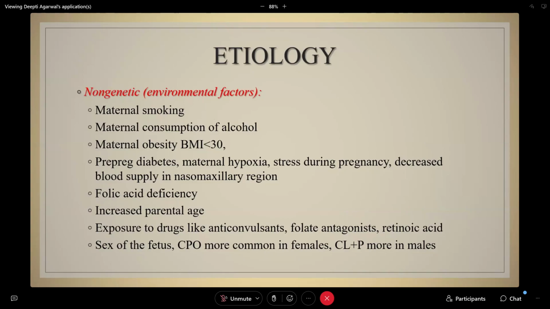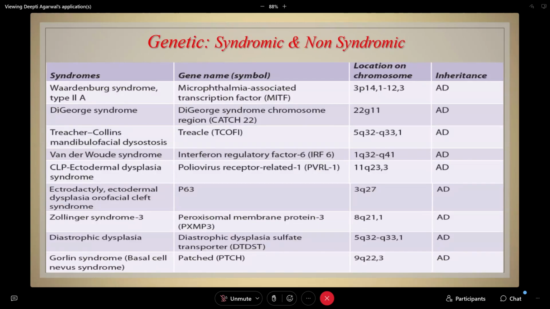If the fetus is female, then cleft palate only is more common, whereas cleft lip with or without involvement of cleft palate occurs more commonly in males. In genetic causes, cleft palate only is more commonly associated with a syndrome, whereas cleft lip and palate is associated with a syndrome only in 30% of the cases, whereas in cleft palate only there is a 50% chance of a syndromic association. Now there are more than 300 identified syndromes.